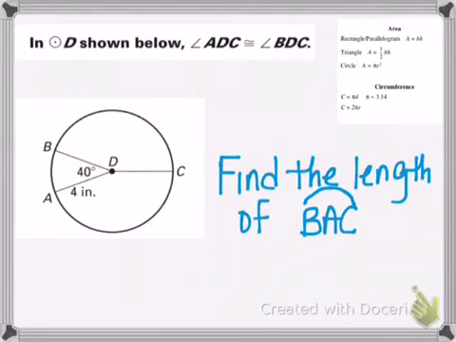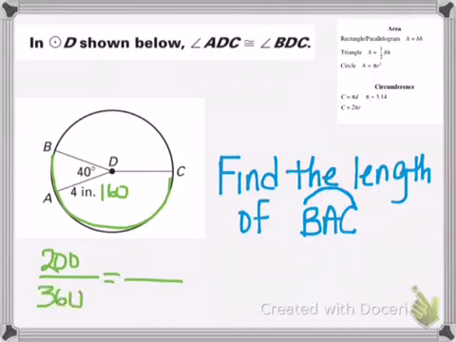If I want to find the length of BAC, I want to go from B to A to C. I already know this is 160 degrees, AC. So use that fact to set up your proportion. So I would add 40 and 160. Set that over the whole circle. I want to find the arc length, and I've got to use my circumference formula for the distance around the circle.